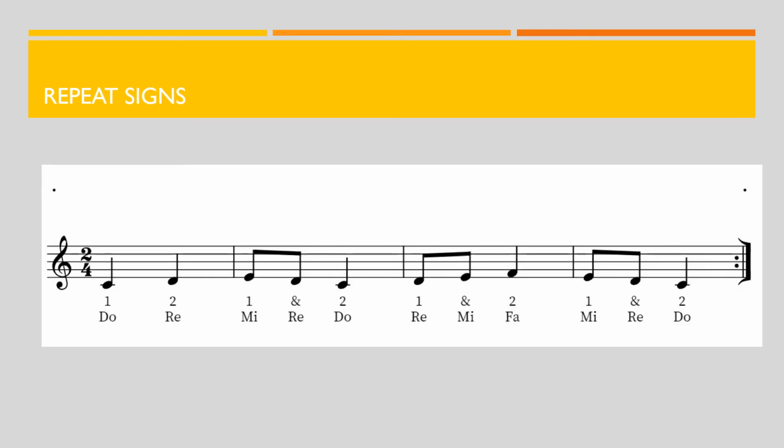We can also sing this on the solfege syllables. Let's listen to this one last time.